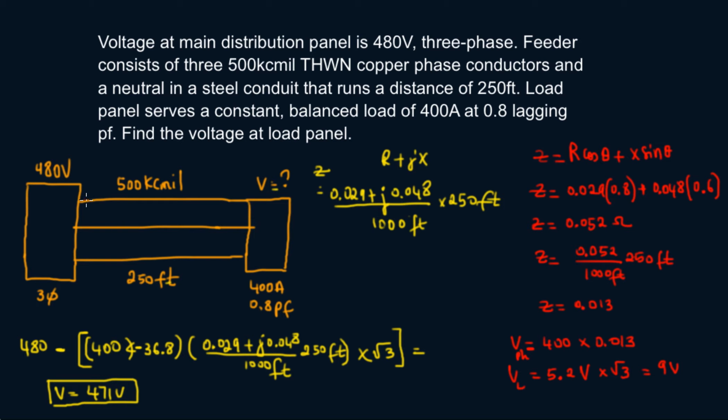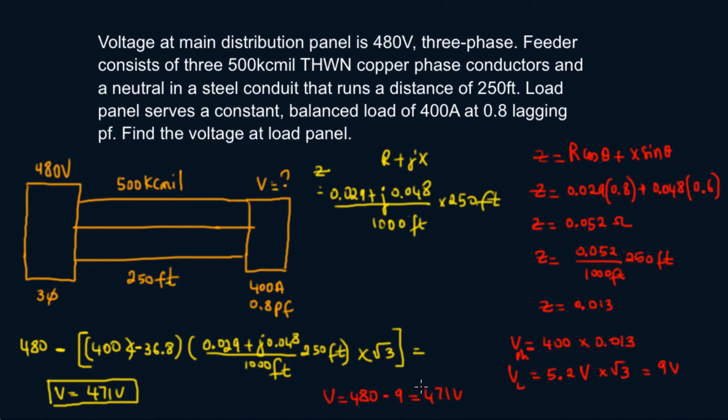So we have 480 volt for the source. We have a voltage drop of 9 volt. Therefore, the voltage here would be V equal to 480 minus 9, which is essentially the same thing that we got before. So either method you use will get you to the result.